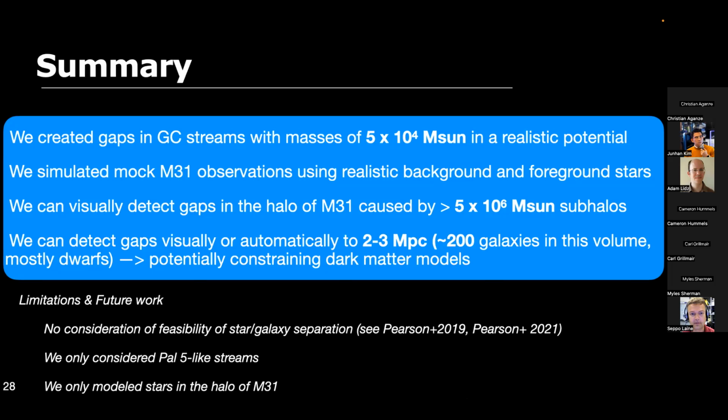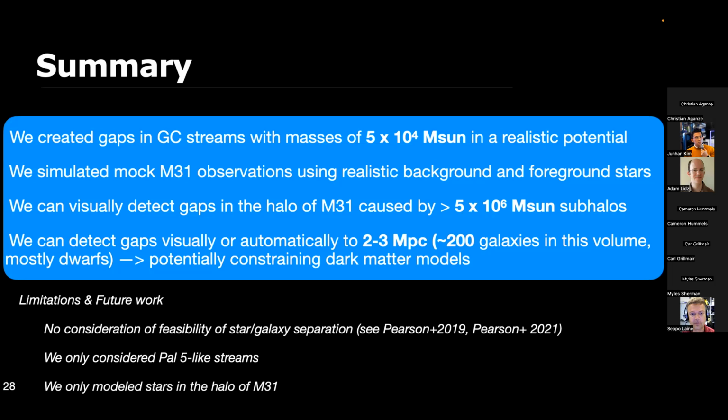So in this experiment, we're trying to see if we can detect gaps in globular cluster streams with Roman. We started with globular cluster streams like Palomar 5, so 50,000 solar masses. We use the halo of M31 as a test. We use PANDAS data. We simulated observations and we looked at the stellar density maps.